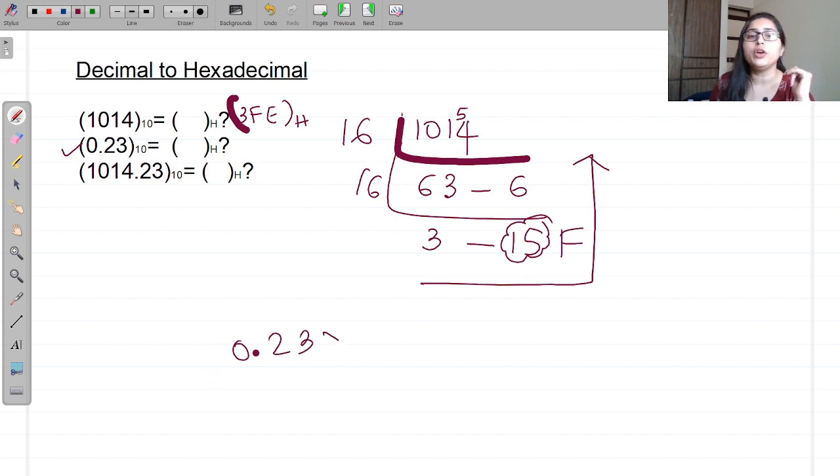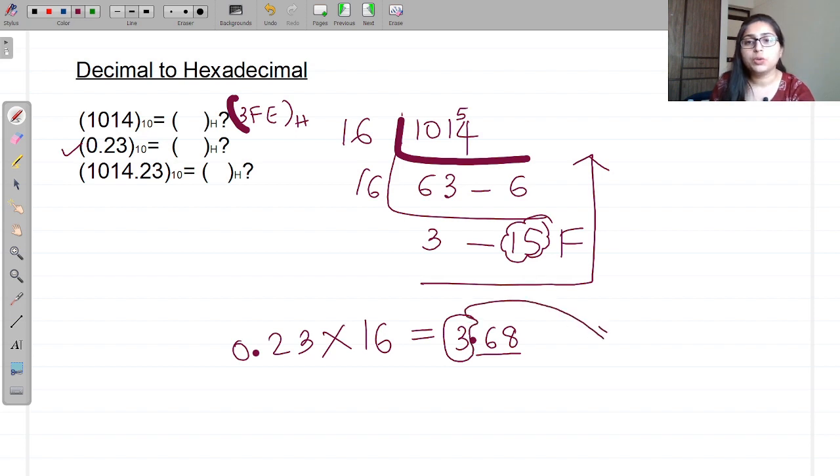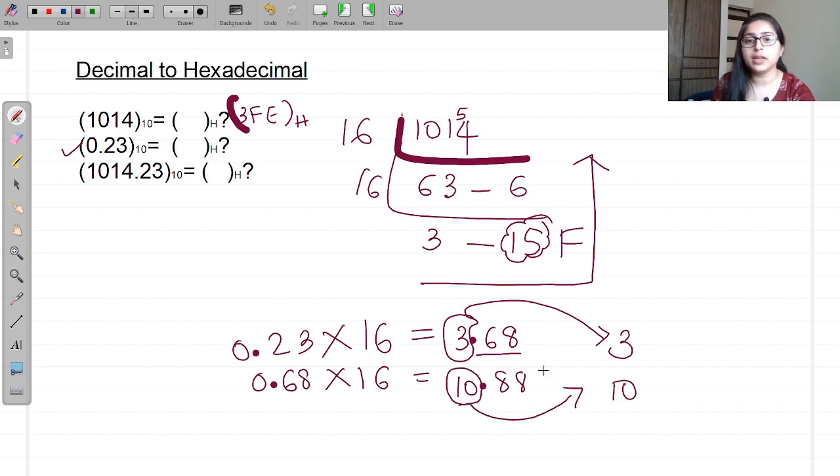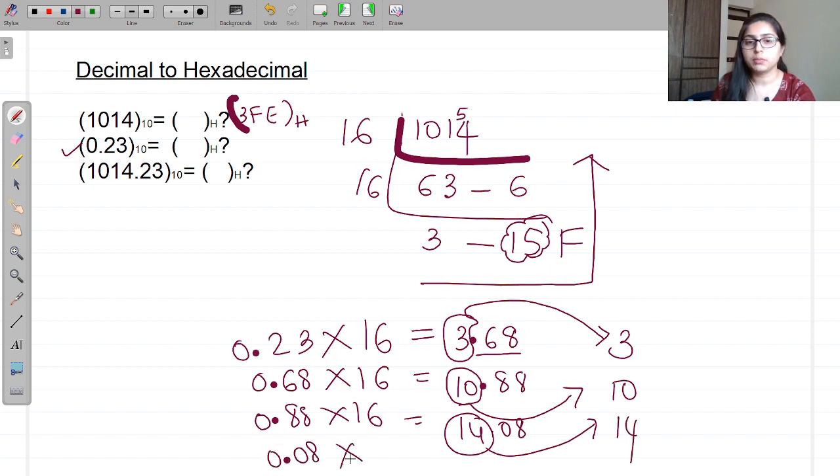So now you have 0.23. This is the fractional part. How are you going to do it? You're going to continuously multiply by 16. So I'm taking my calculator and I'm going to do it first. 0.23 into 16 is 3.68. Whatever the integer part you get, you transfer here, 3. And the remaining 0.68 you carry here, and again you multiply by 16. So that is 10.88. Here once again I take this part out, and the remaining portion I take here and multiply. And this is 14.08. So take this 14 to this side. And this is 0.08. Multiply by 16. 1.28. Take this 1 outside. And this process continues.